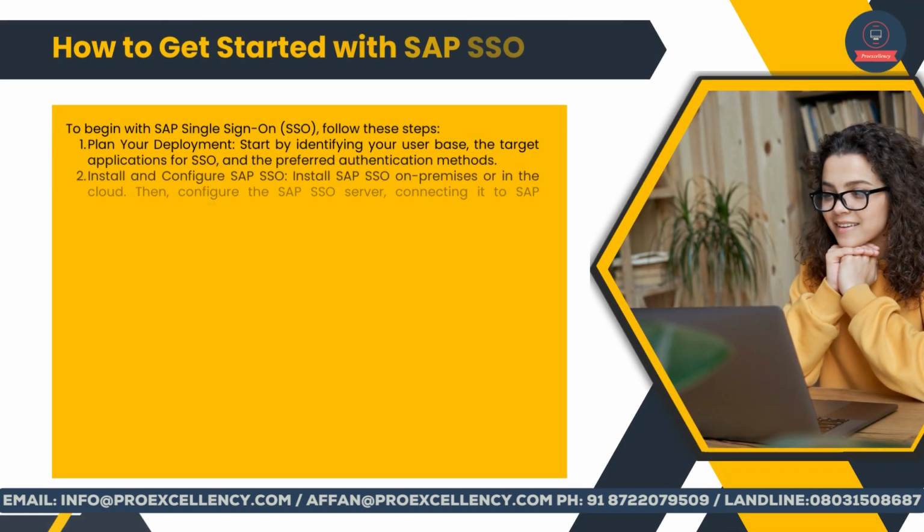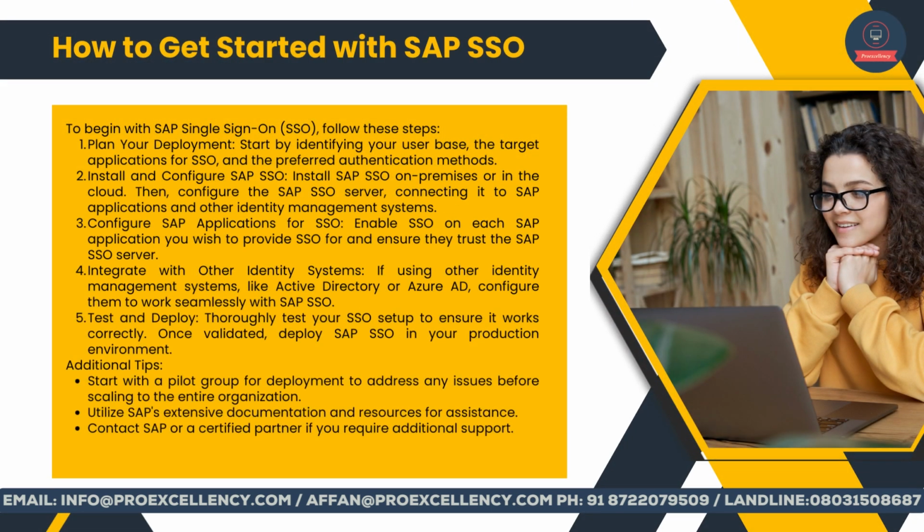How to get started with SAP SSO? To begin with SAP Single Sign-On SSO, follow these steps. Plan your deployment. Start by identifying your user base, the target applications for SSO, and the preferred authentication methods. Install and configure SAP SSO. Install SAP SSO on-premises or in the cloud. Then, configure the SAP SSO server, connecting it to SAP applications and other identity management systems.